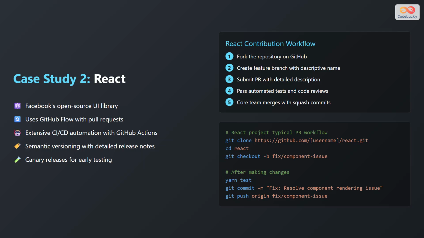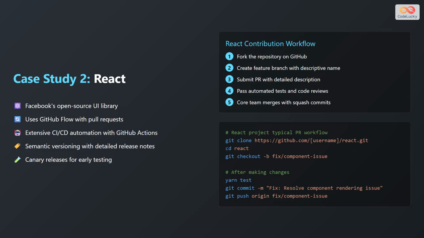Here is the React contribution workflow. First, fork the repository on GitHub. Second, create a feature branch with a descriptive name. Third, submit a pull request with a detailed description. Fourth, pass automated tests and code reviews. Fifth, the core team merges with squash commits.